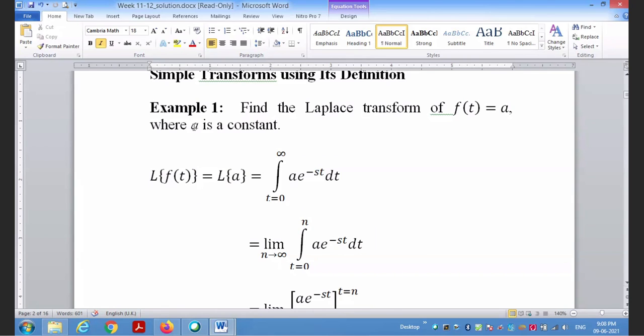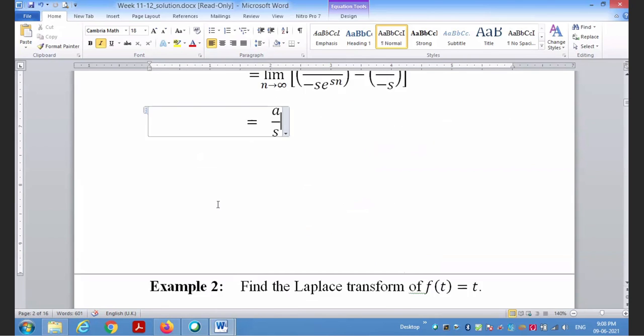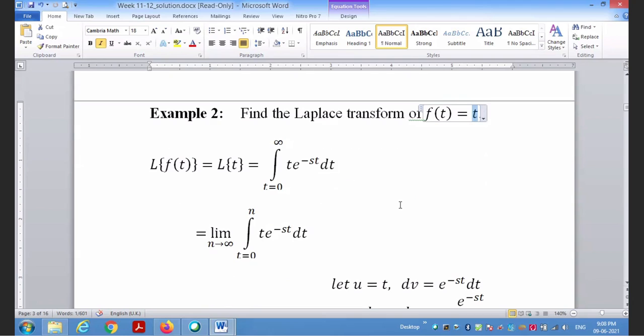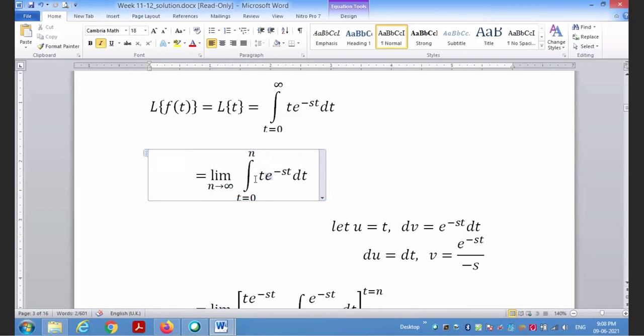Okay, let's do this when f(t) is equal to t. Do the same thing there. Here is what you replace this f(t) with t. Now this we replace with the limit as n goes to infinity. Here we need to use integration by parts. Why? Because t appears here and also there.